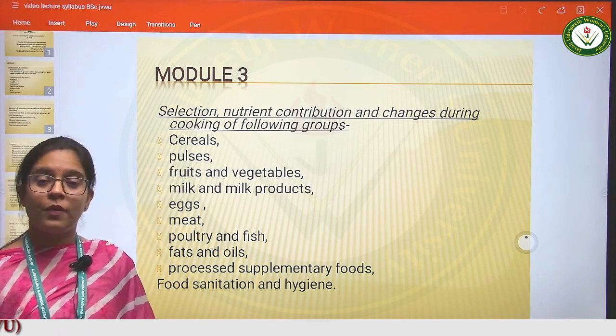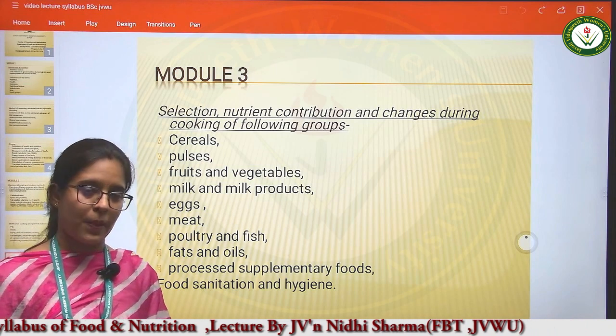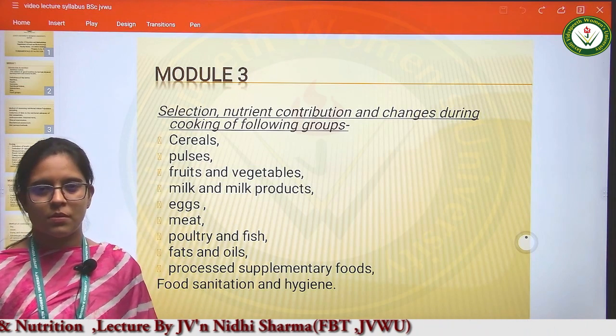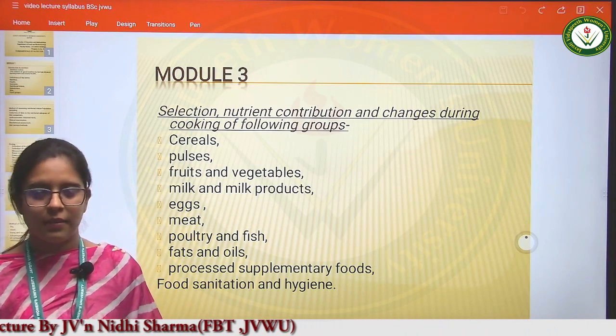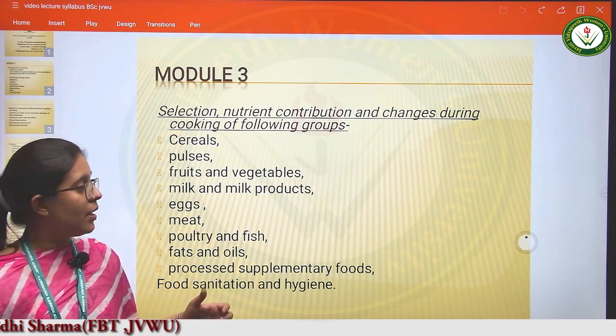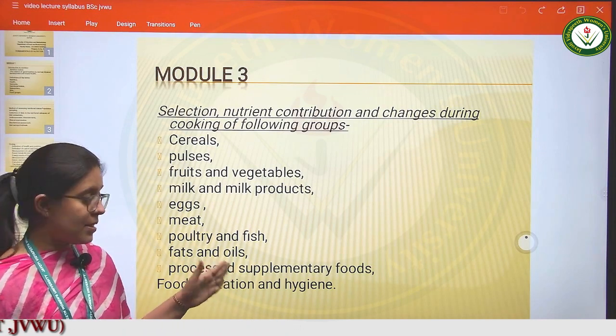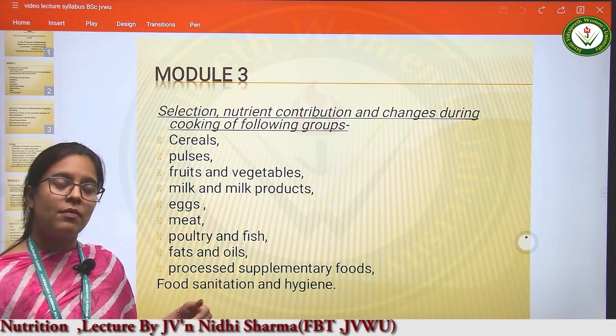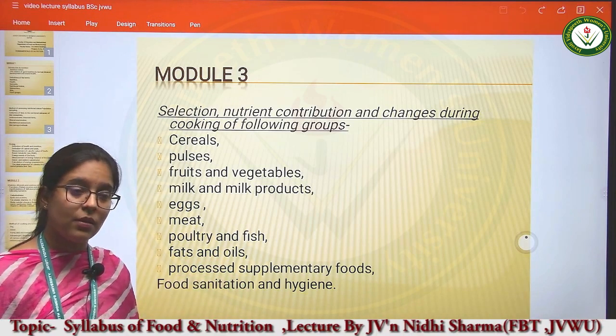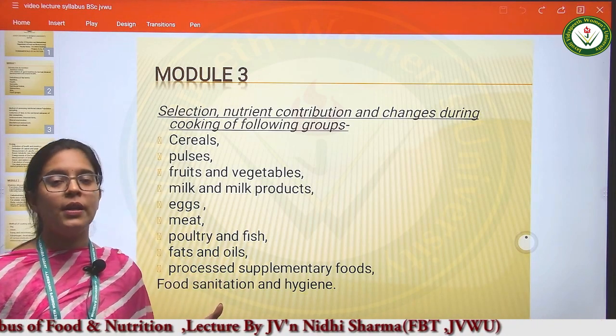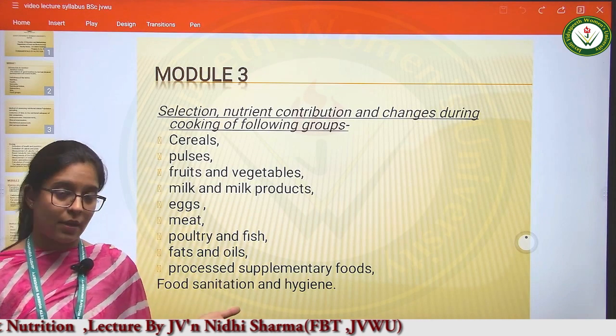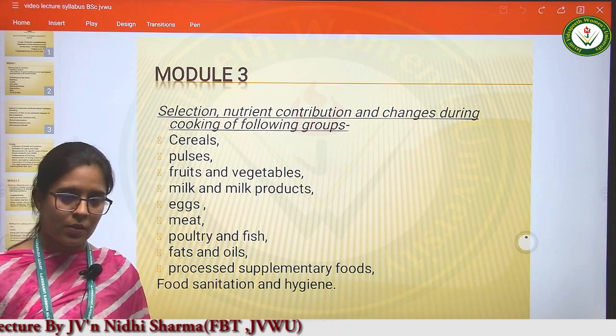So we should prefer washing before chopping. Like potatoes, we should wash the skin, then peel, then chop. So there are different methods which preserve the nutrients, whereas there are several methods which we follow in day-to-day life and we are unaware that we are making nutrient losses.